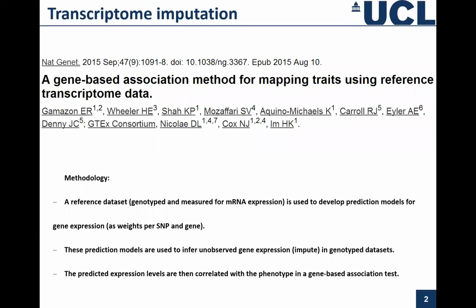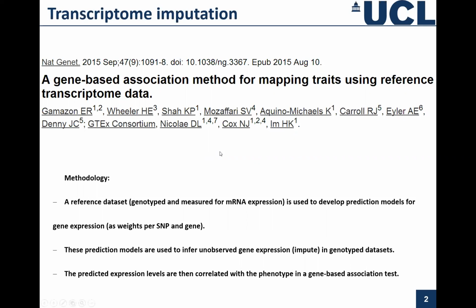Starting with a reference data set, which is genotype measured for mRNA expression, we develop prediction models for gene expression in the sense of multiple SNP prediction models with weights, the SNP and gene. Then those prediction models can be used to infer unobserved gene expression in genotype data sets somebody wants to study. And then finally, those predicted expression levels can be correlated with the phenotype in a gene-based association test.